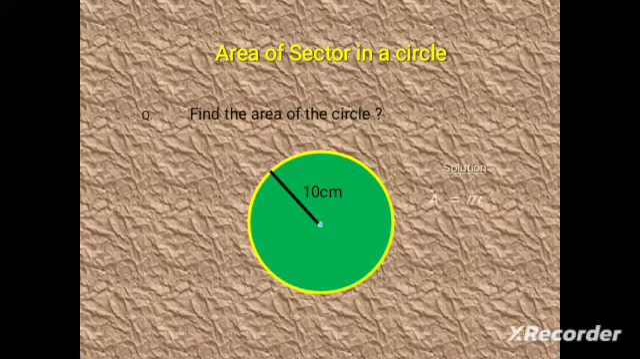So in this question, find the area of a circle. The radius is 10 centimeters. The area will be 314 centimeters squared.